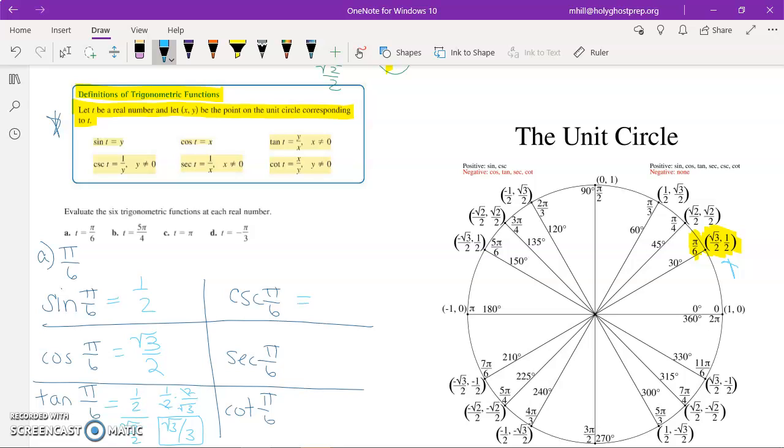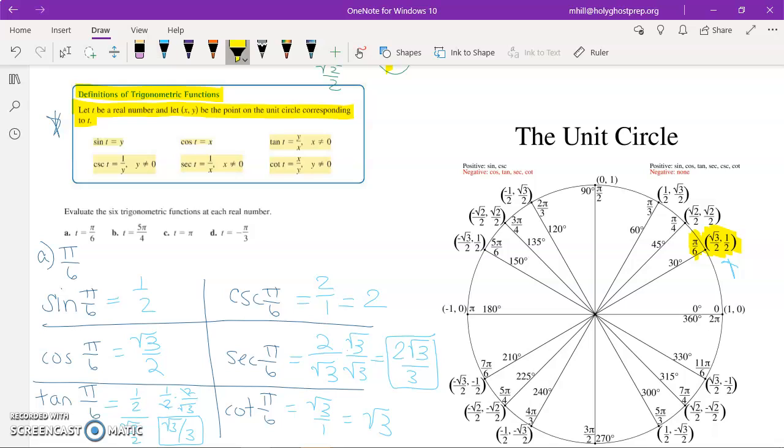So cosecant is the reciprocal of sine, so you flip this one, so 2/1. So the cosecant of pi over 6 is just 2. The secant of pi over 6 is the reciprocal of √3/2, which is 2/√3. We're going to have to get really good at rationalizing our denominators. So this comes out to 2√3/3. And the cotangent. Tangent was 1 divided by √3 before we rationalized, so the reciprocal of 1/√3 is √3/1, which is just √3.